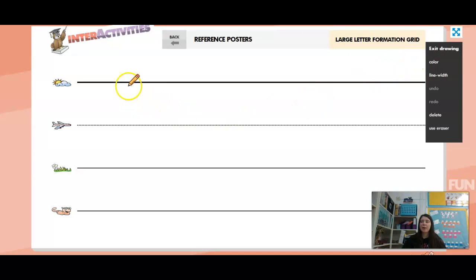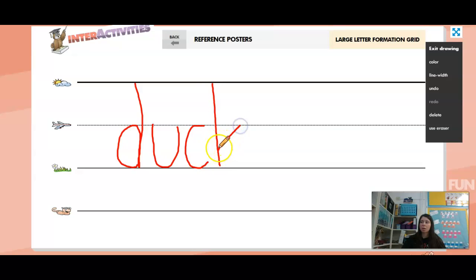Okay, so I'm going to write my word duck on my line. D, U, C, K. Okay, so if I tap this out, I have d, u, k. If I look at my word, I can underline my digraph, my CK digraph.